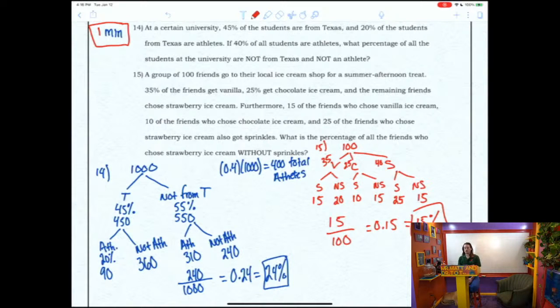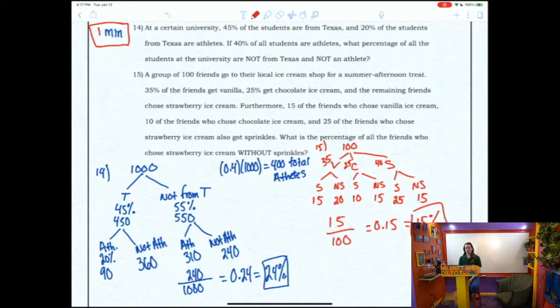If we know that 40% of all the students are athletes, that means that there are 400 total athletes. So 400 minus 90 means that there are 310 students not from Texas, but are athletes. So if we know the total amount of athletes minus the part that are Texan, therefore we can figure out the part that are not from Texas.